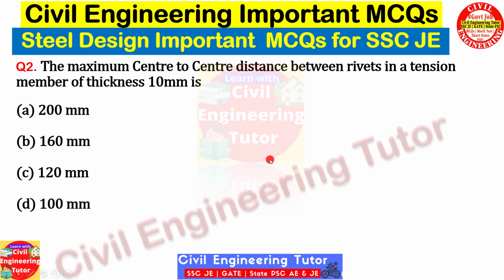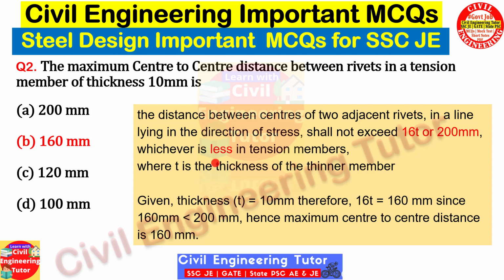Question number 2. The maximum center to center distance between rivets in a tension member of thickness 10 mm is. So thickness is given. Now center to center distance we need to find. So here is the reference for this question, that center to center distance between rivets shall not exceed 16 T or 200 mm, whichever is less. Here T is the thickness of the thinner member. Always remember this is the thickness of the thinner member.